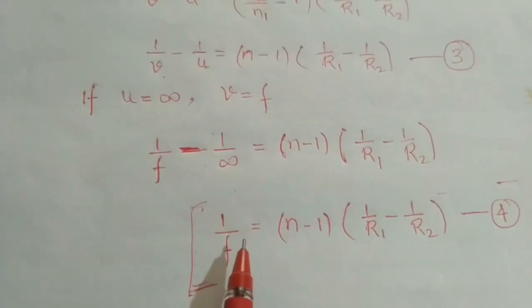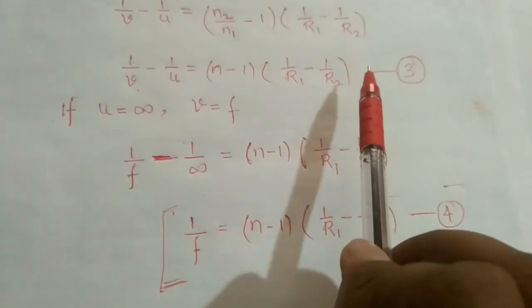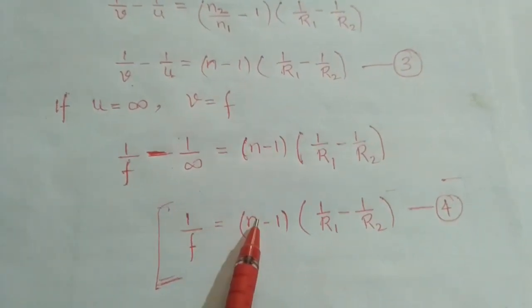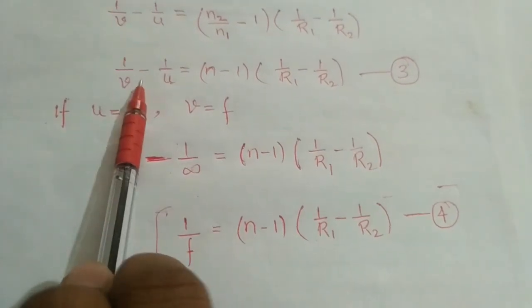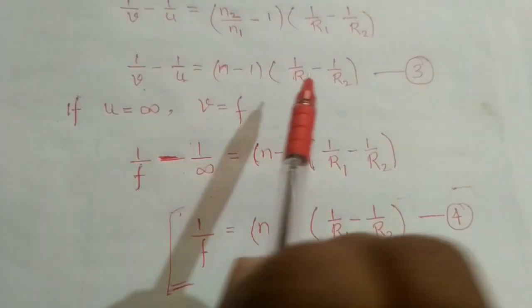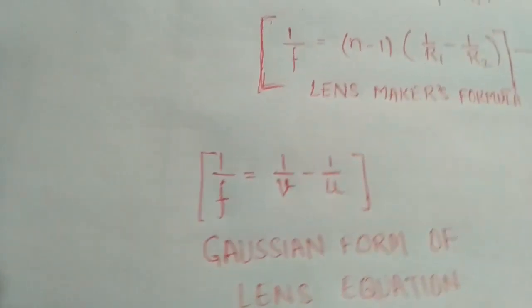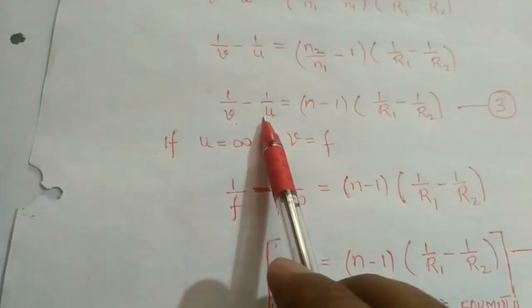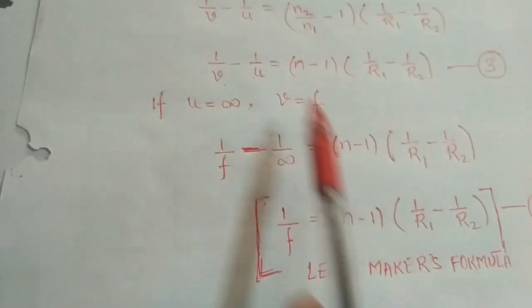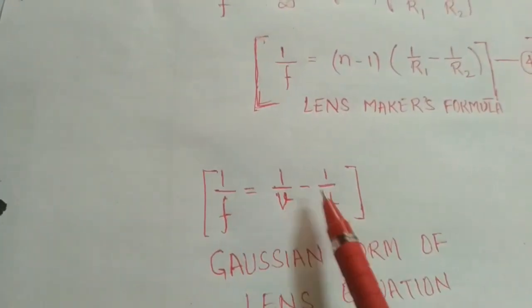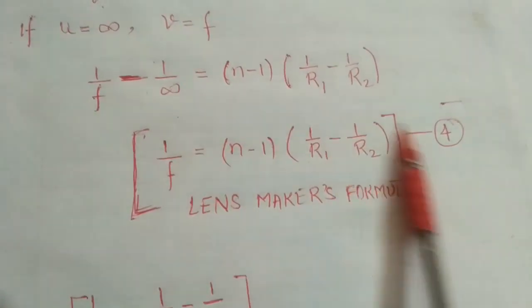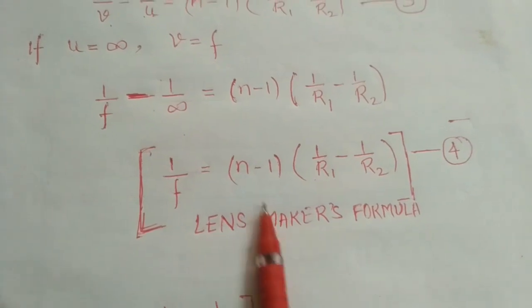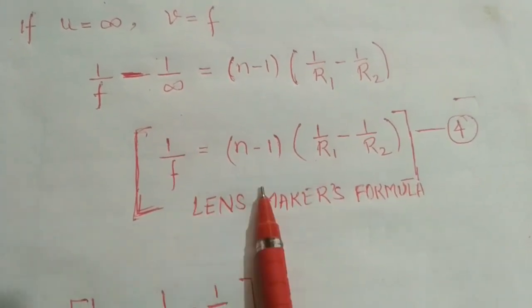Now again, just compare equation 3 and this equation 4. On the right side it is the same, so the left sides can be equal. On comparing the left hand sides, we got 1 by f is equal to 1 by v minus 1 by u. The derivation ends here. Lensmaker formula. That's it. In the examination, you have to prove only up to this.